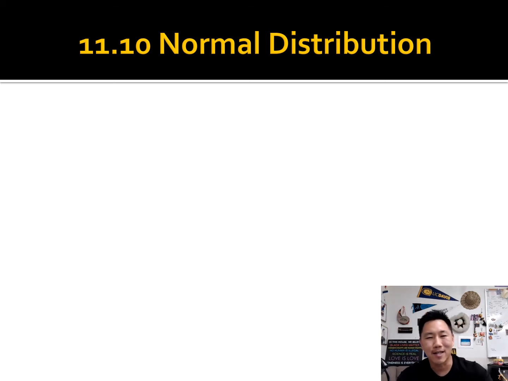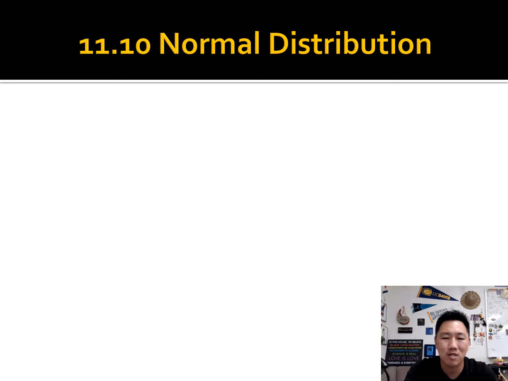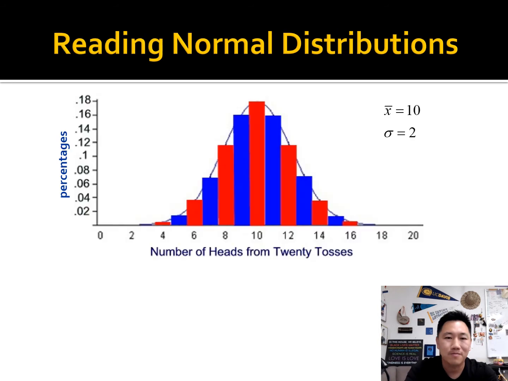It's you and me, 11.10, normal distribution. Why is normal distribution important? It's what you guys are most familiar with as the typical bell curve. And so when we analyze data, we usually put it onto a graph and then see how the bell works. And so the normal distribution is what we're dealing with when we're doing the bell curve.